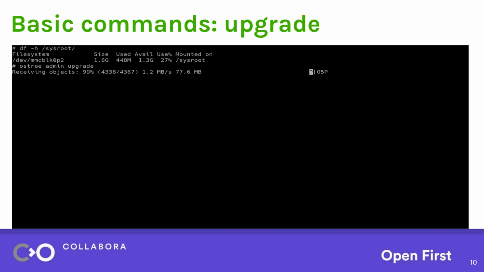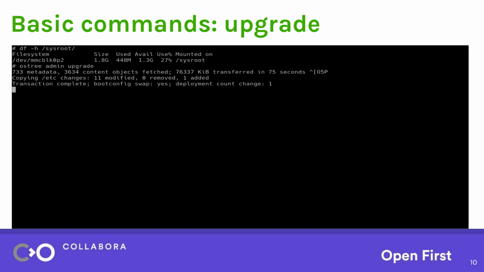The ostree admin upgrade command does three tasks. First of all, it connects to the server and downloads binary diffs between the current operating system state and the last one available from the server. So as you see, it downloads only 76 megabytes. The second task is to create the new deployment based on this commit. And the third is to prepare the boot configuration for the new deployment.